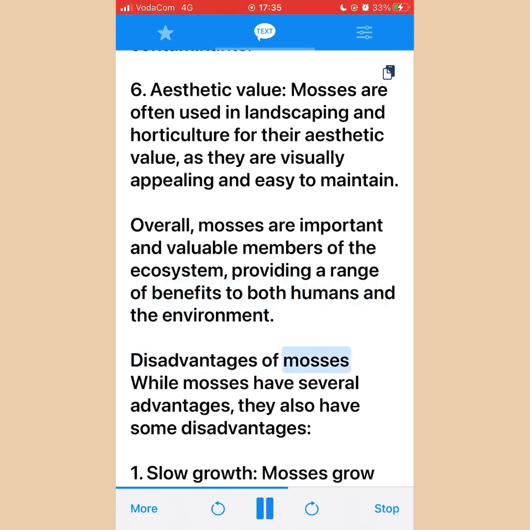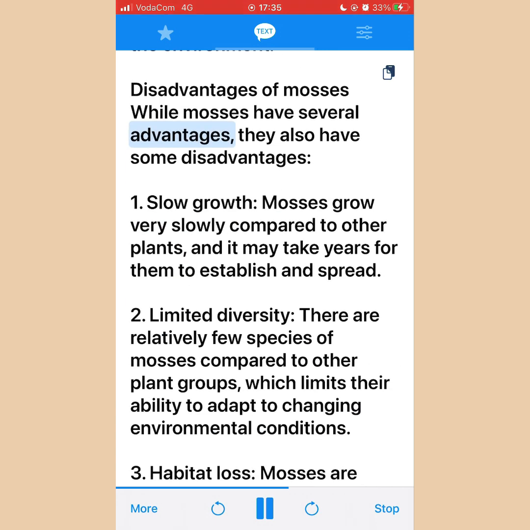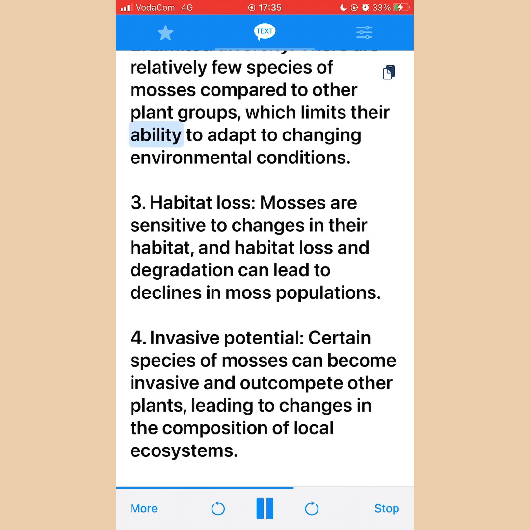Disadvantages of mosses. While mosses have several advantages, they also have some disadvantages. 1. Slow growth. Mosses grow very slowly compared to other plants, and it may take years for them to establish and spread. 2. Limited diversity. There are relatively few species of mosses compared to other plant groups, which limits their ability to adapt to changing environmental conditions.